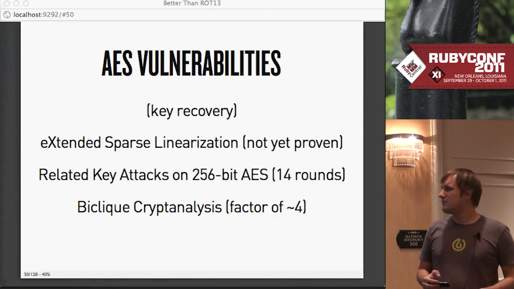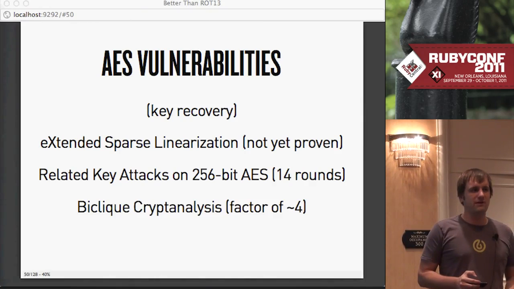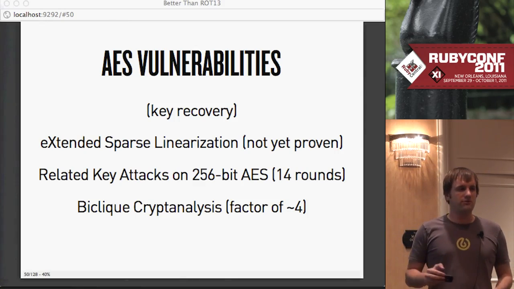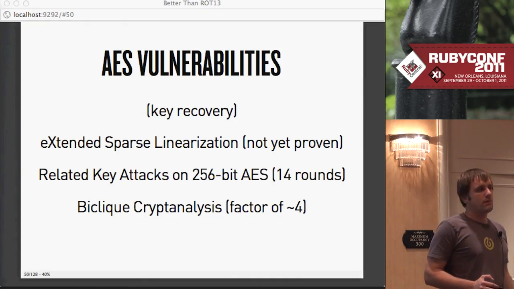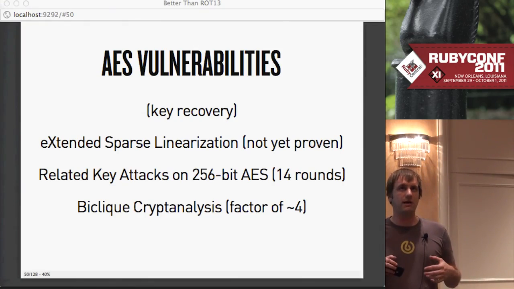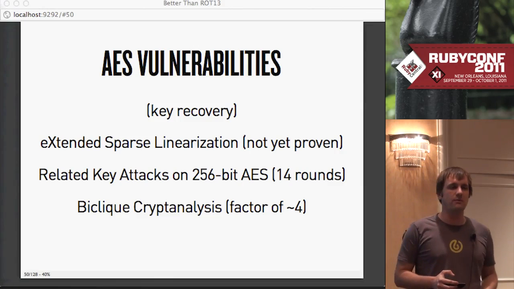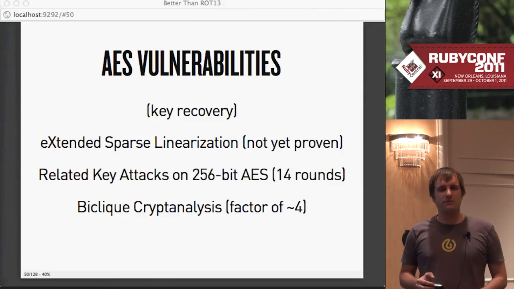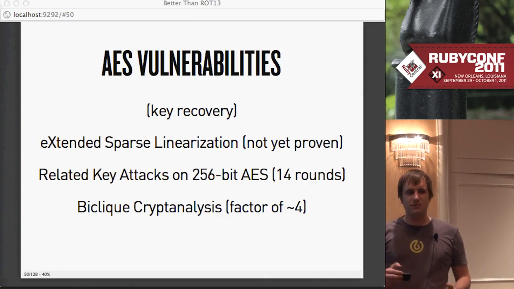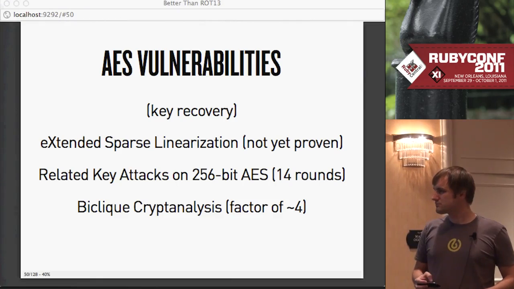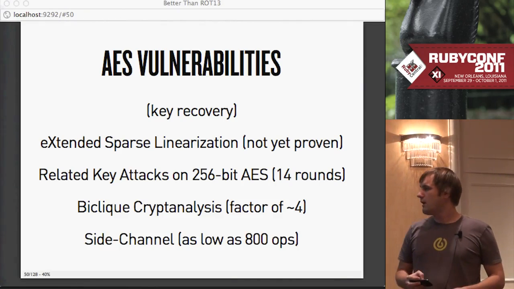There's biclique analysis, which reduces the effectiveness of AES by a factor of 4. I have no idea what bicliques are, but reducing the effort by a factor of 4 makes no difference whatsoever, because the most effective brute force attack on cryptography has been by distributed.net, and it was a 64-bit key that was broken. And when you're talking about 128 bits, every bit you add doubles the amount of effort. So to get from 64 to 128 isn't a doubling of effort, it's 2 to the 64 times the effort. And then there's also side channel attacks.